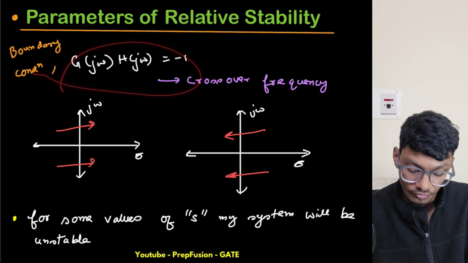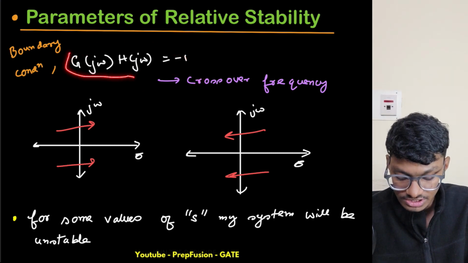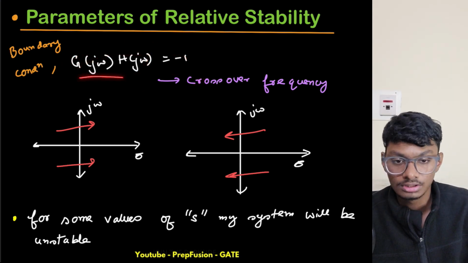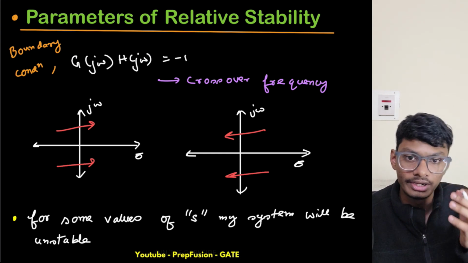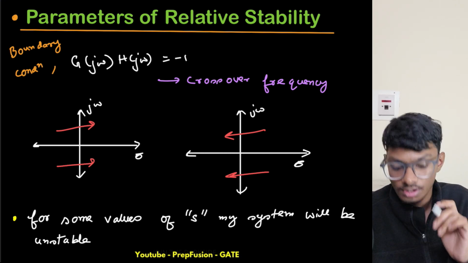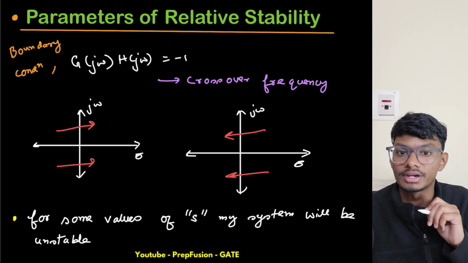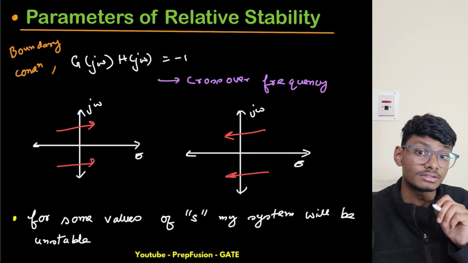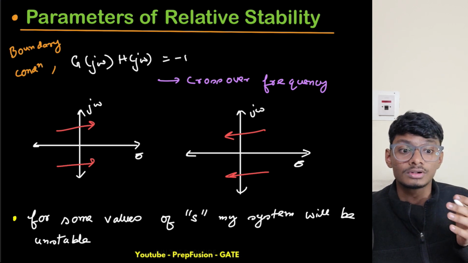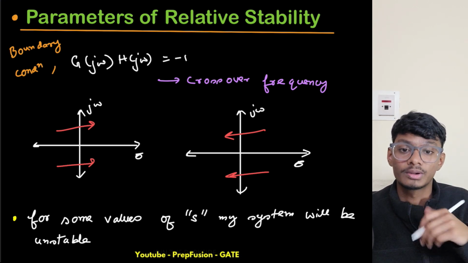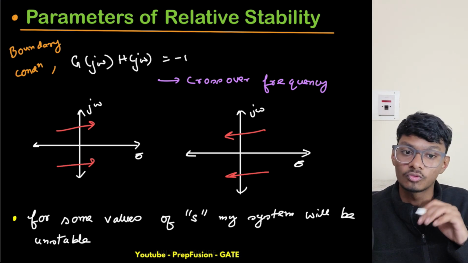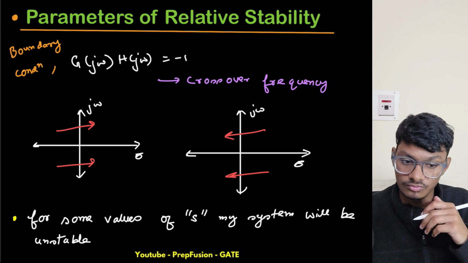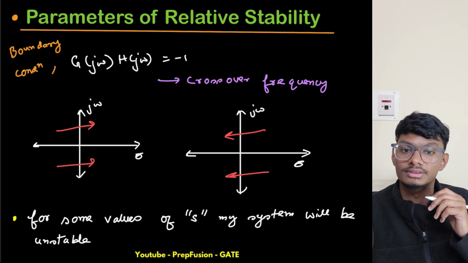So what does this mean? What is this G of j omega into H of j omega? This is basically the OLTF, and what I am doing is just plotting the OLTF. So whenever my OLTF passes the -1 point, that means my system will become unstable. If it doesn't pass the -1 point, that means my system won't be unstable.